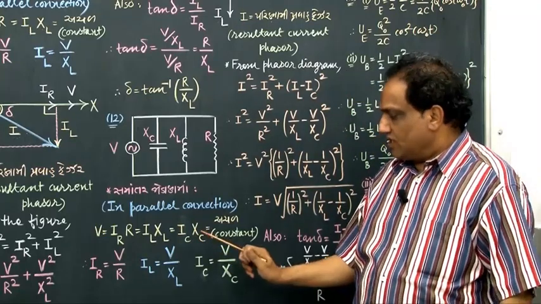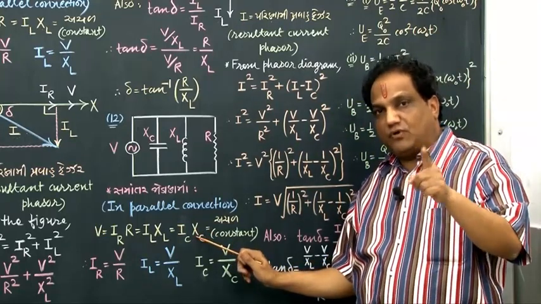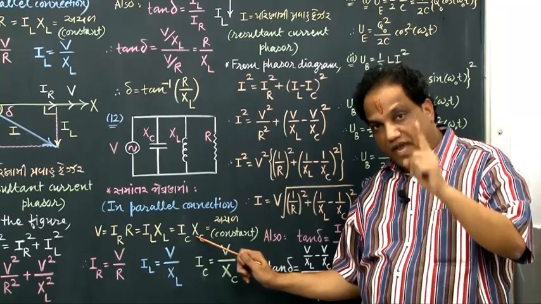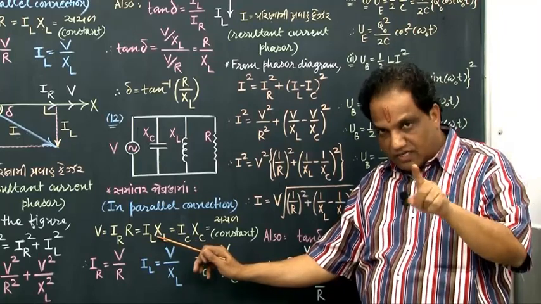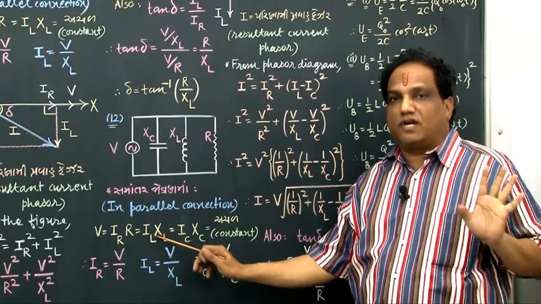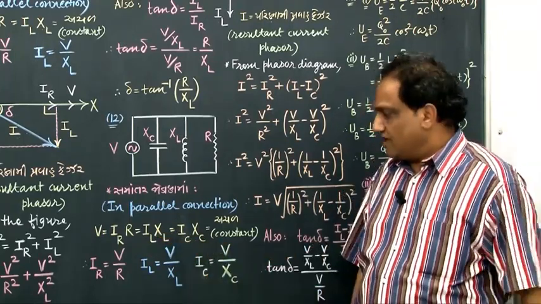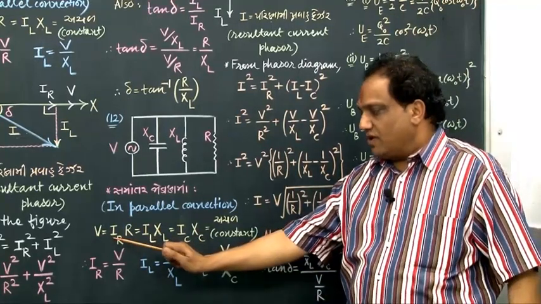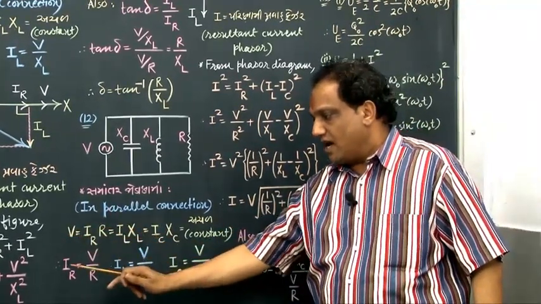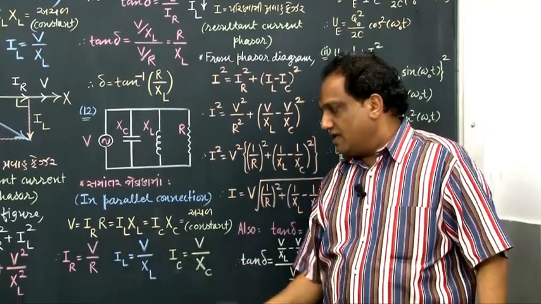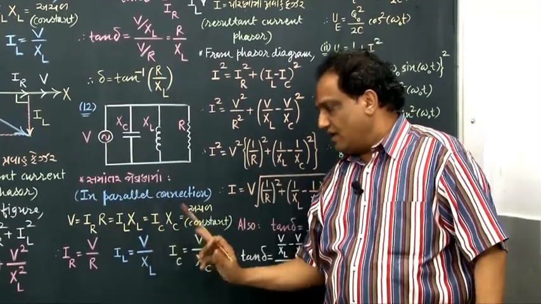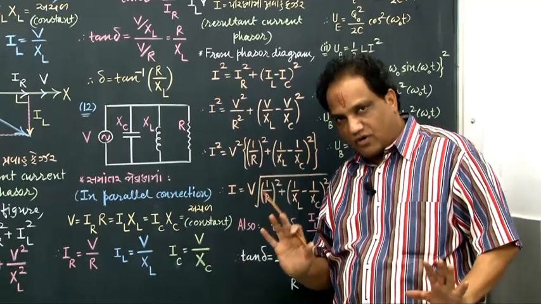Come on. What is XC? Capacitive reactance? No. Magnitude of capacitive reactance. What is XL? Inductive reactance? No. Magnitude of inductive reactance. Got it? Fine. Find out IR from here. It will be V upon R. IR equals V upon R. IL equals V upon XL. And IC equals V upon XC. Got it?